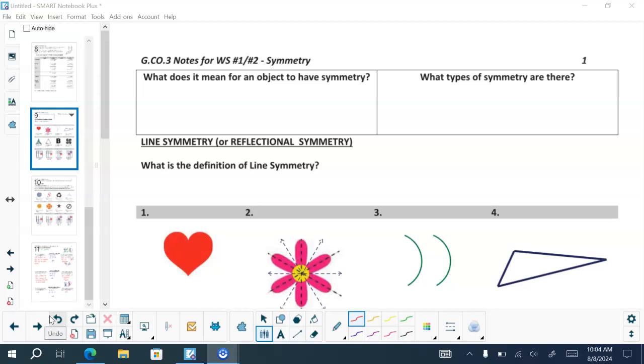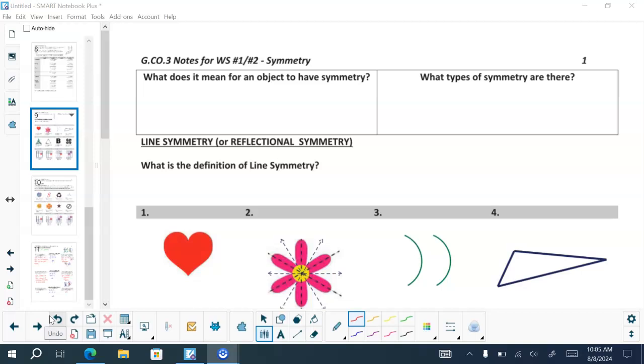I want to talk a little bit more about symmetry and more formally, what is the definition of symmetry? And then we're going to get into some more practice of identifying symmetry and also being able to take shapes and create symmetry. So be able to take something that maybe we need to just add some detail to in order to make it have some type of line or rotational symmetry.